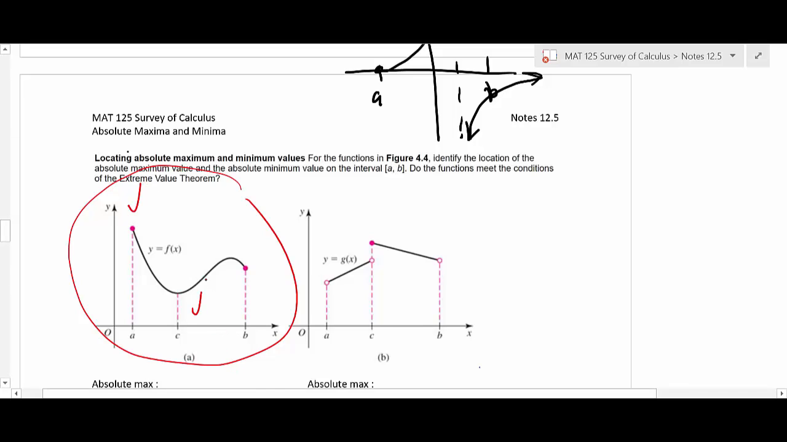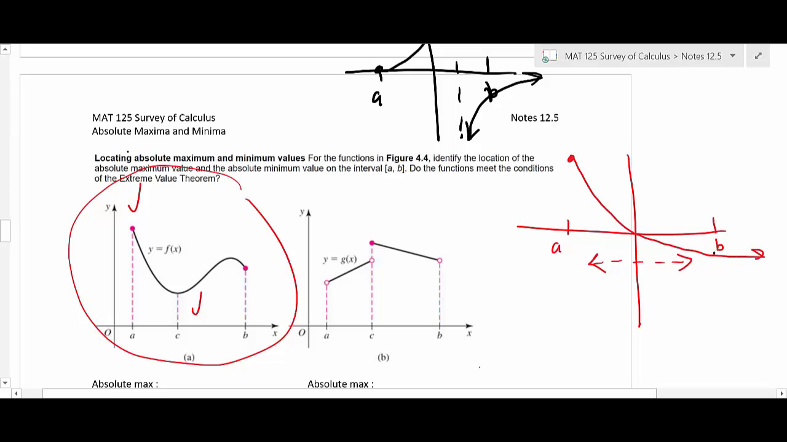What if you had a horizontal asymptote? Would that be your minimum or your max? Let me see if you're thinking this. Okay, let's say you had a horizontal asymptote like that, and let's say you were going from A to B, and you had a graph kind of going like this. You know it's going to level off, but we're stopping there.